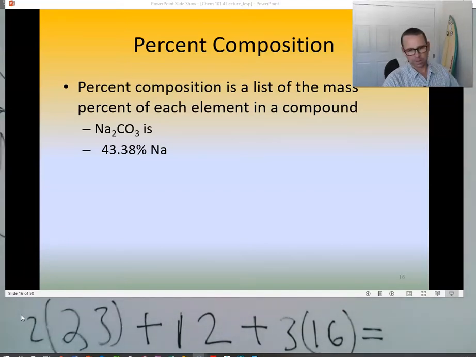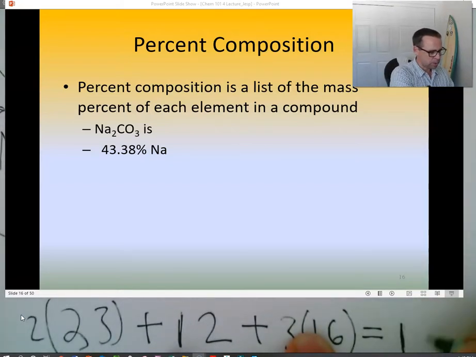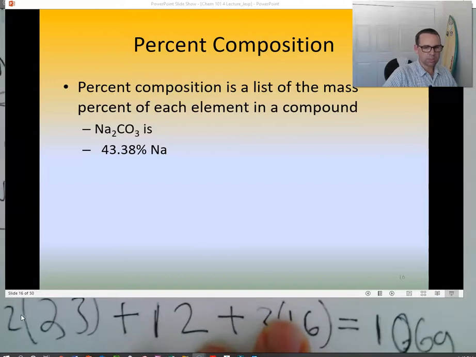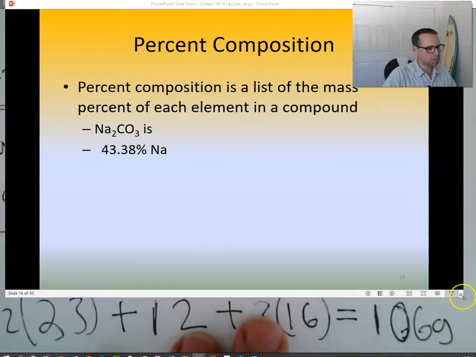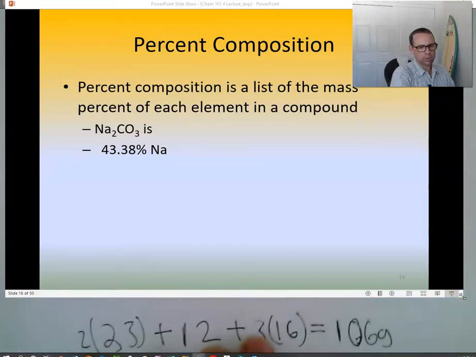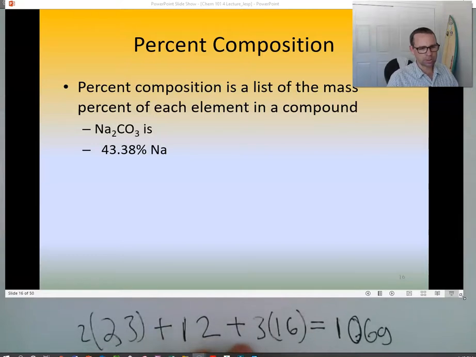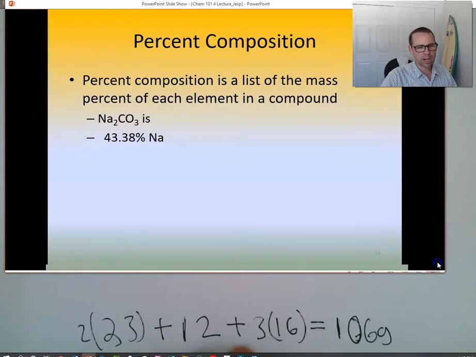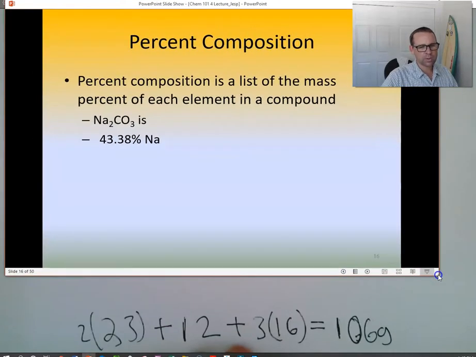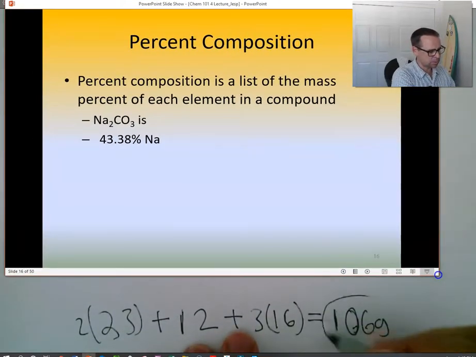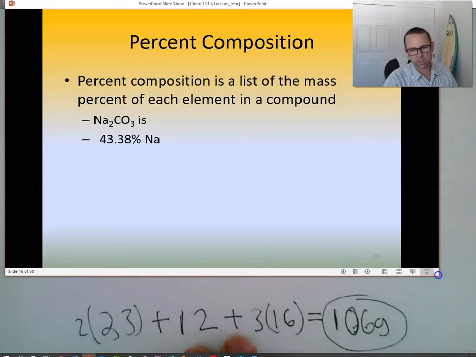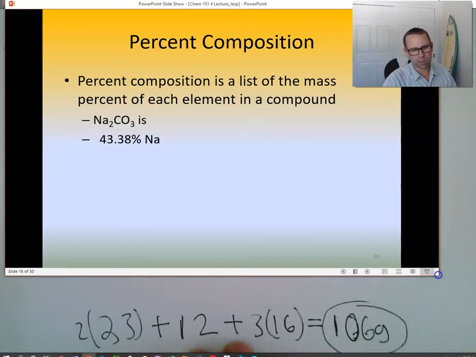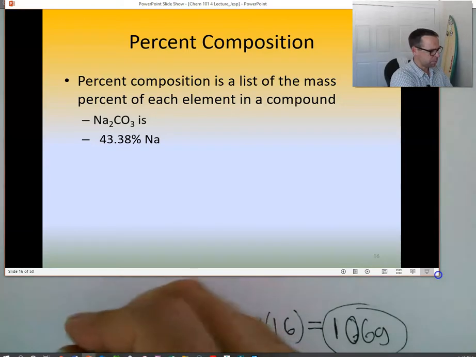106 grams, that's how many grams you need if you want to get 1 mole of this sodium carbonate. All right? Now what I can do is find out how much of that 106 grams is from the sodium. And that would just be this portion, right?